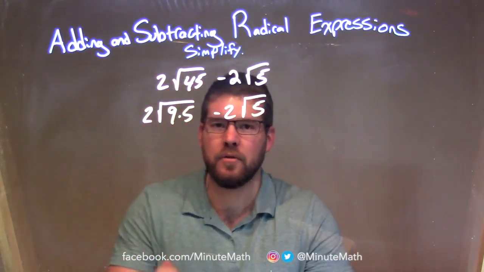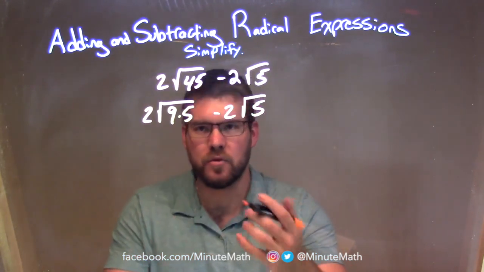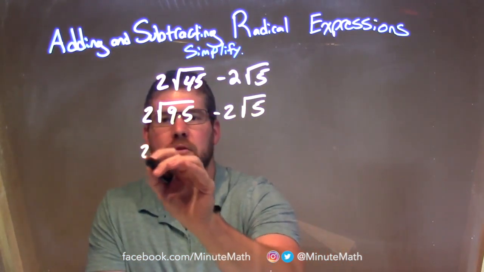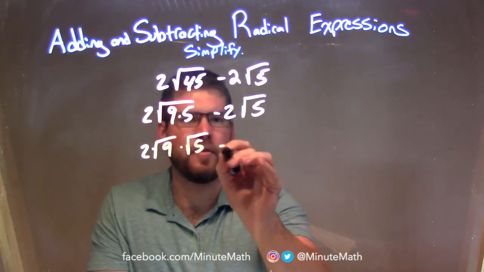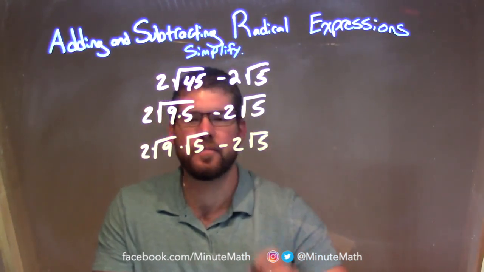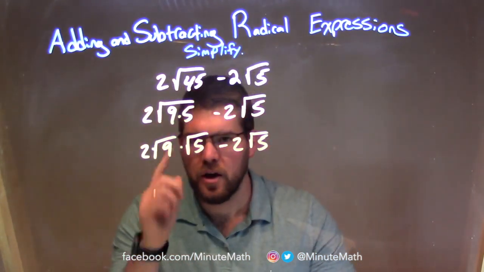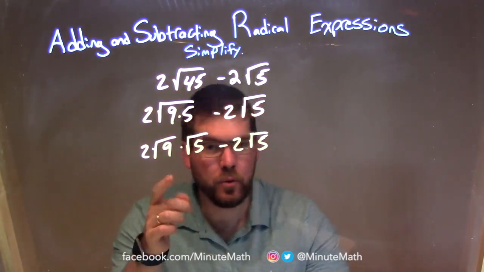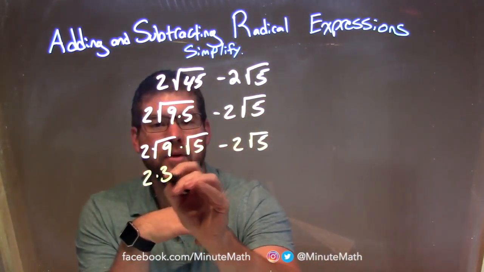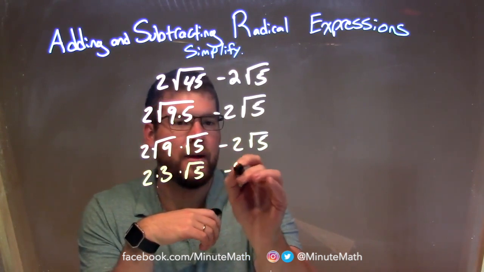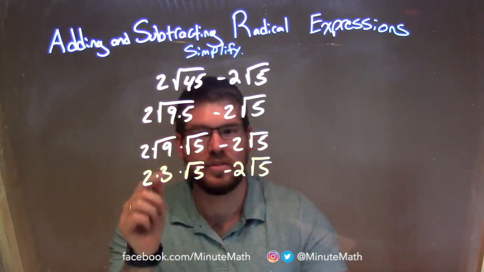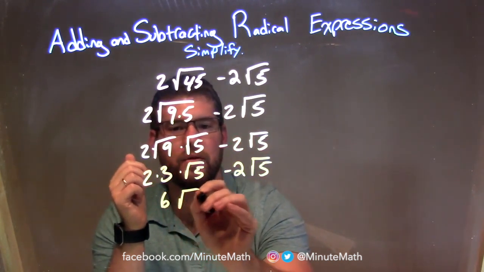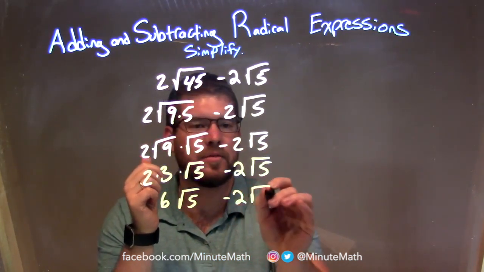Well, 9 times 5 can be broken apart to be 2 separate square roots because it's multiplication there. So we have 2 times the square root of 9 times the square root of 5 minus 2 square root of 5. Hopefully you can see how this is forming. Square root of 9 becomes a 3, so we have 2 times 3 times the square root of 5 minus 2 times the square root of 5. 2 times 3 becomes a 6, so we have 6 here times the square root of 5 minus 2 times the square root of 5.